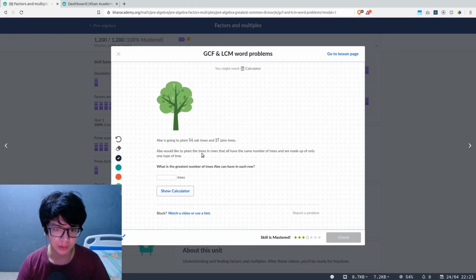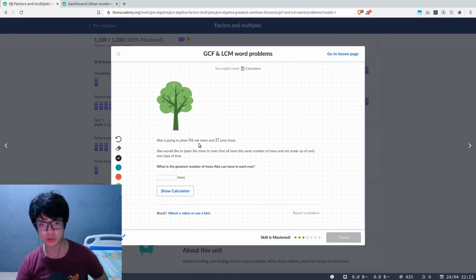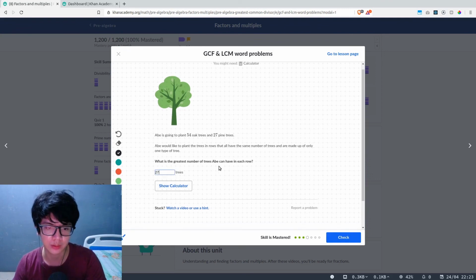Abe would like to plant the trees in rows with the same number of trees, and rows are made of only one type of tree. What's the greatest number of trees Abe can have in each row? So 27 goes into 54 two times. So I think 27. For each row we have 1 pine tree and 2 oak trees.